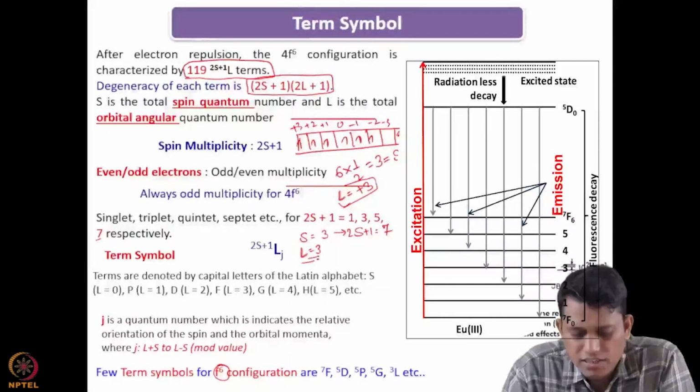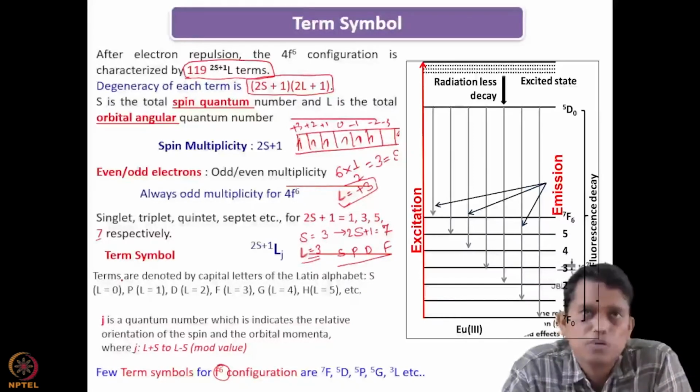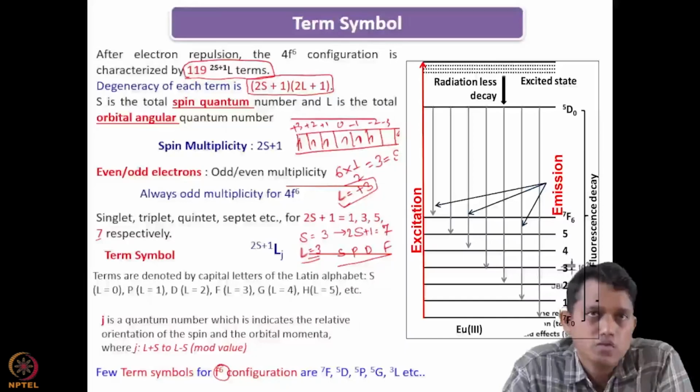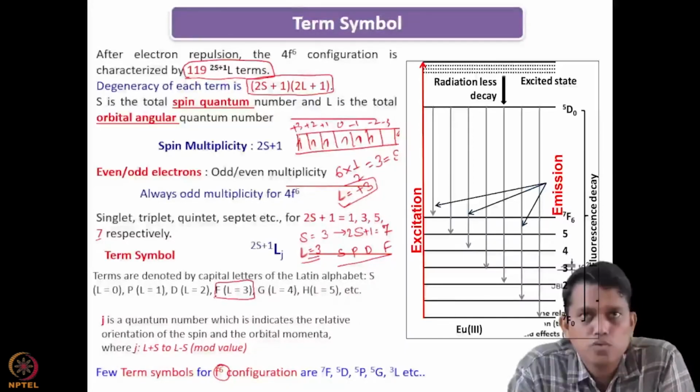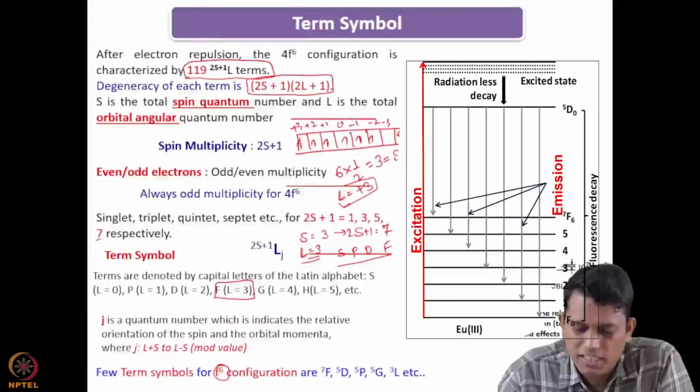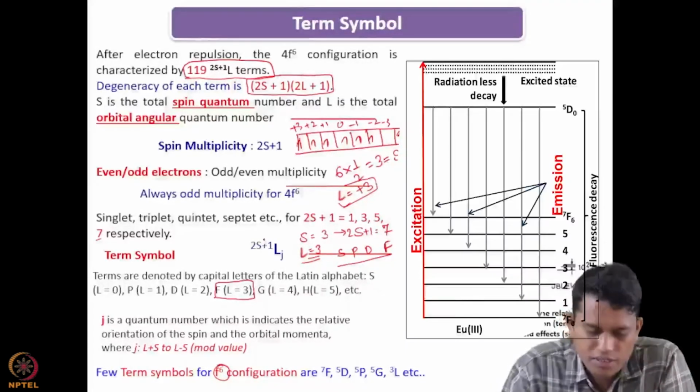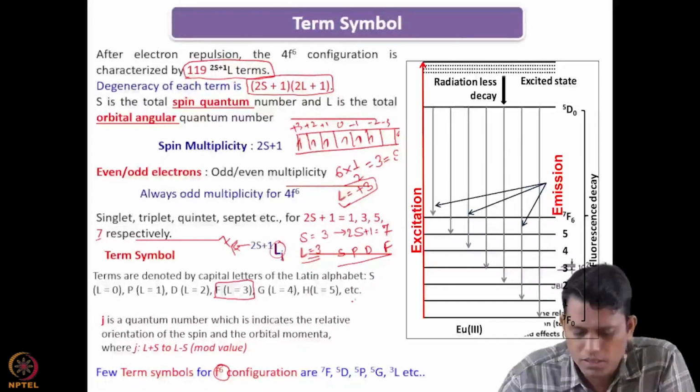When you have L equal to 3, what does it mean? Your angular momentum, as I've written here also, these terms are denoted by capital letters of the Latin alphabet. So when L is equal to 3, you are here, and what we get is F. Now, as I've written, the term symbol is 2S+1 L J. So 2S+1 in this case is 7, and L is 3, which gives me F. So you have a term symbol that is 7F.